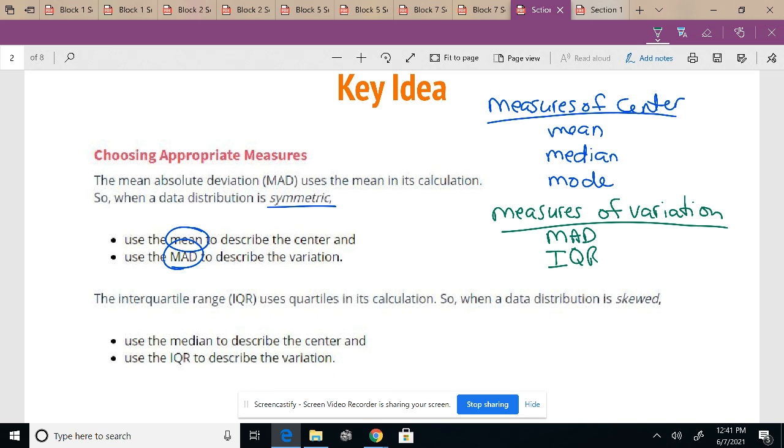Okay, so what they're saying, we learned about our shapes of distribution, and we learned about symmetric, and we learned about if things were skewed. So if they are symmetric, you are going to work with the mean, and the median, and the mean absolute deviation.